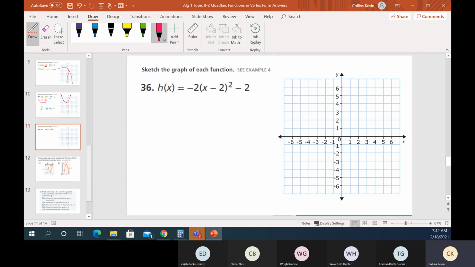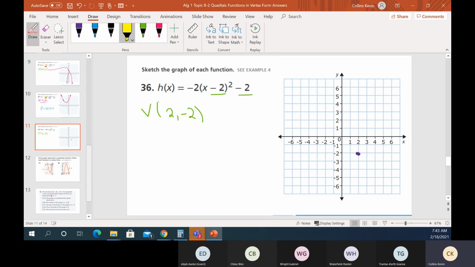All right, so this guy, like I say, always start with your vertex. Switch the sign. Leave him alone. And there's our vertex. So we go to our graph, we go over 2 and down 2. There's our guy. So that's our vertex. So this one, we're going up or down? Yes, this one's down, right?